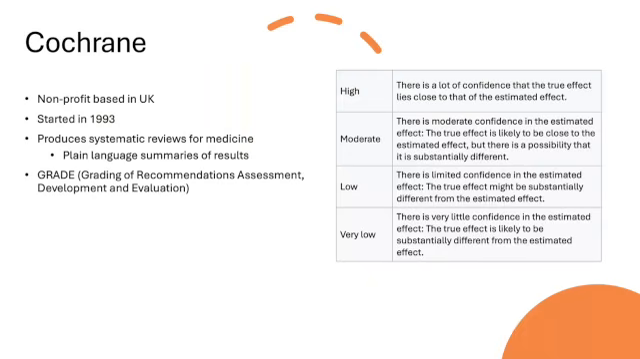Now, we can't talk about medical literature reviews without talking about Cochrane. Cochrane is a nonprofit based in the UK, started in 1993 to produce systematic reviews for medicine. It also produces plain language summaries of results. As a clinician, you have probably in human medicine used Cochrane reviews to understand a particular topic and what is known about it. Cochrane has also developed GRADE, the Grading of Recommendations, Assessment, Development, and Evaluation. That gives you an idea of how much confidence there is in the resulting estimated effect that they are producing for you. So they're not just telling you what is our overall estimate of how well this treatment works, but also how confident are we in that estimate. It's very important to combine both the estimated effect and the confidence in understanding a Cochrane review.